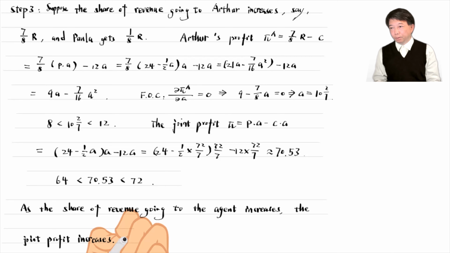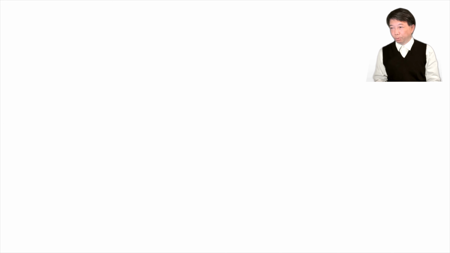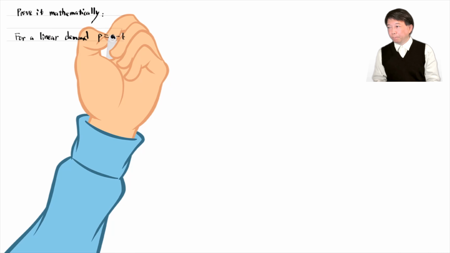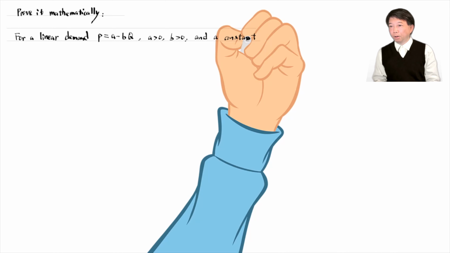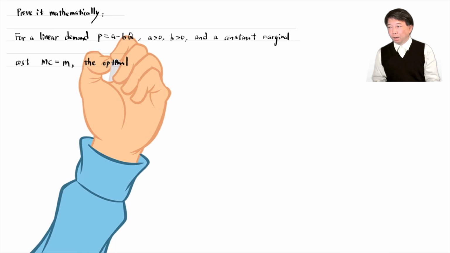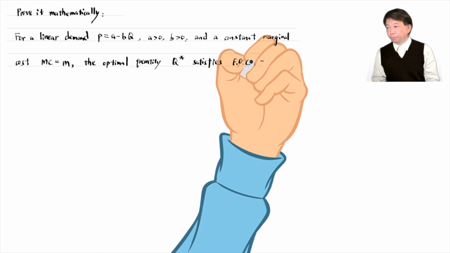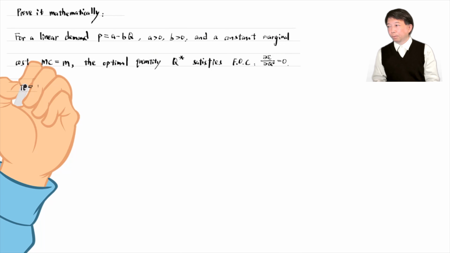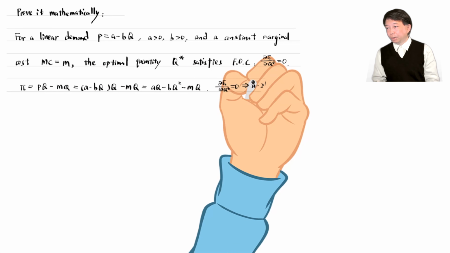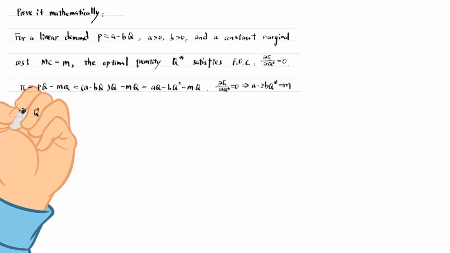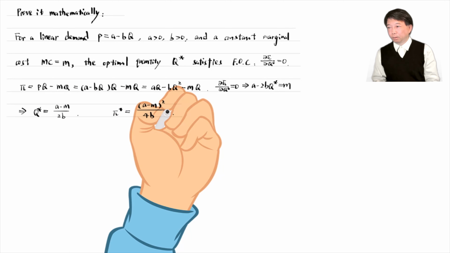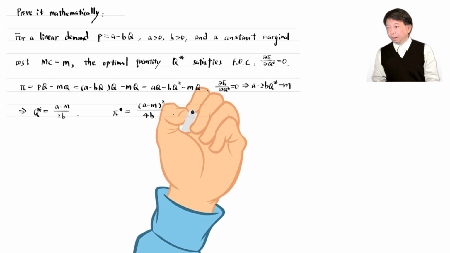We can also prove it mathematically for a general case. For a linear demand, P equals A minus B times Q, and a constant marginal cost M. The optimal quantity Q star that maximizes joint profit satisfies the first order condition. We can derive the optimal quantity Q star and the maximized profit pi star. They are functions of A, B, and M.